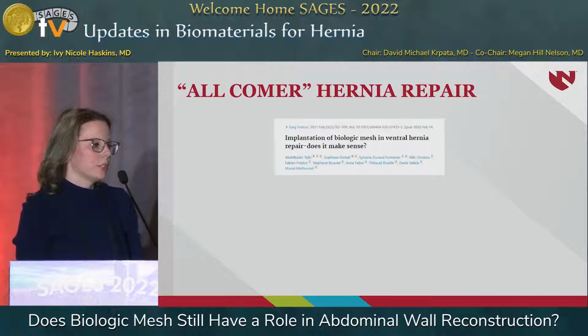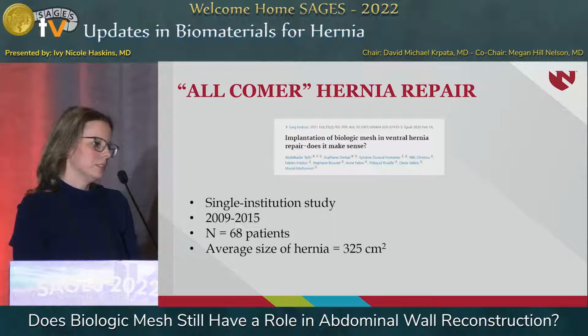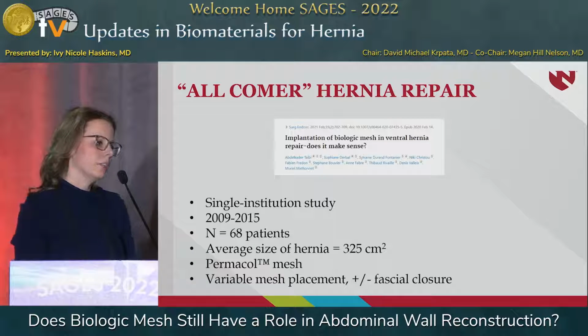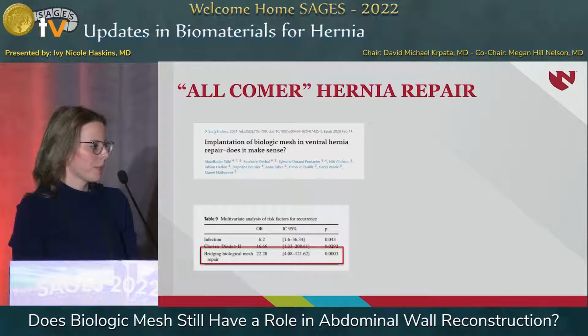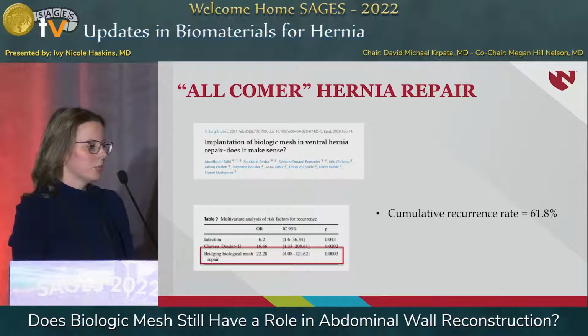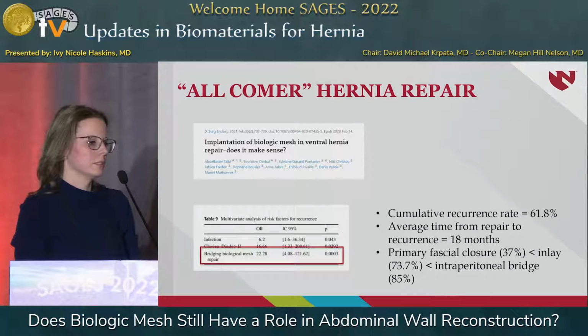A recent study that was published in 2021 is a single institution study. It was performed between 2009 and 2015. It included 68 patients. The average size of the hernia was 325 square centimeters. They used Permacol mesh, and the location of the mesh placement and the ability to achieve fascial closure varied a little bit amongst patients. And what they found is that the cumulative recurrence rate was 61.8%. The average time from repair to recurrence was 18 months.